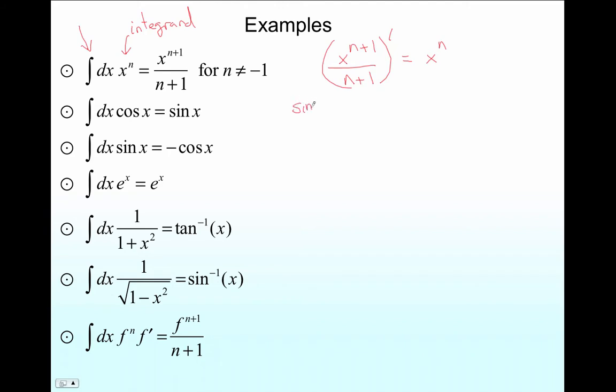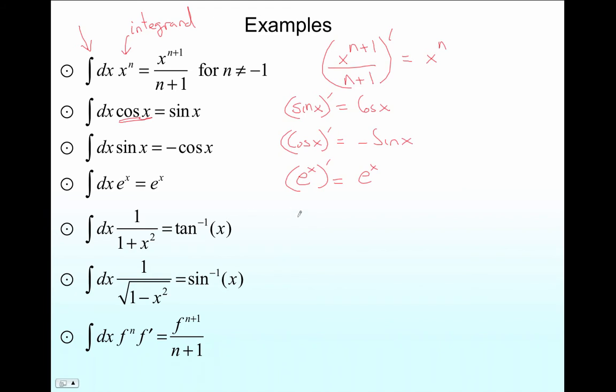Similarly over here, if I differentiate sine of x, well, I get cosine of x. But cosine of x is exactly what's over here. Or if I differentiate cosine of x, then I get minus sine x. And of course, differentiating minus cos x gives you sine x. This is even easier. We know that the exponential is defined so that when you differentiate it, you get back the same thing. And so the integral of e to the x is e to the x itself.